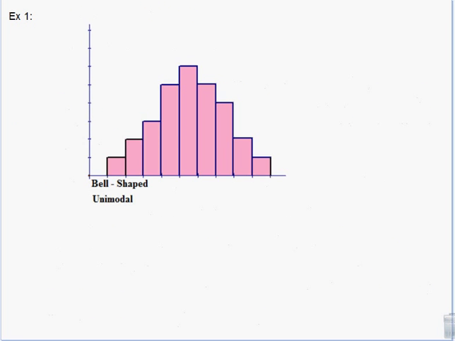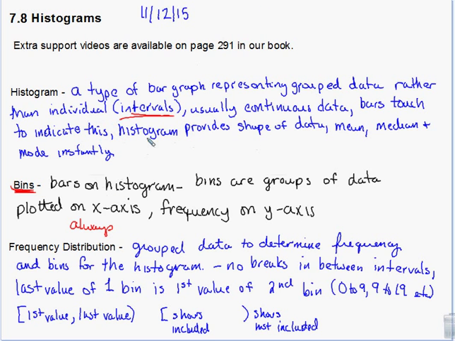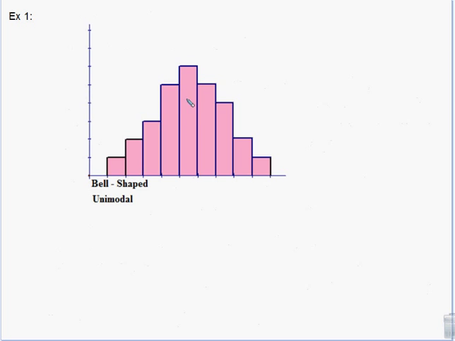This is an example of one kind of histogram, and I kind of glanced over it. The shape of the histogram gives us the shape of the data, and we can also look at the mean, median, and the mode instantly. Because in a histogram, the tallest bin is our mean, our median, and our mode if we're unimodal.